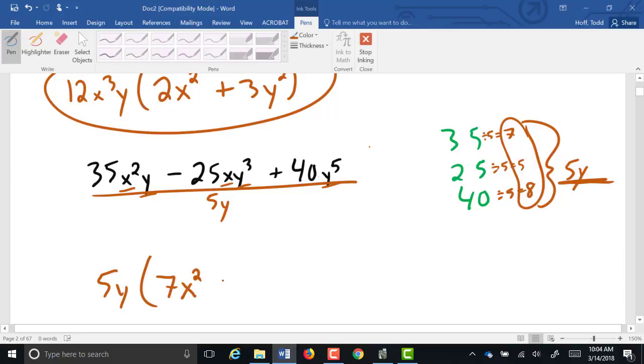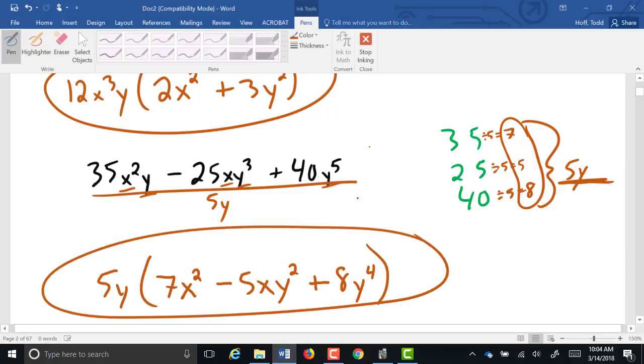Well, negative 25 divided by 5, negative 5. X divided by nothing, just x. Y to the third divided by y, y squared. Good. 40y to the fifth divided by 5y. 40 divided by 5, positive 8. Y to the fifth divided by y, y to the 4. That's it.